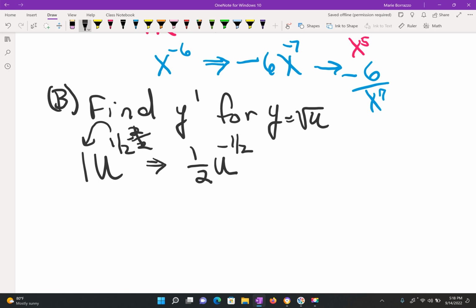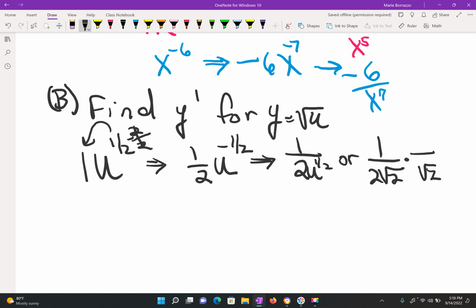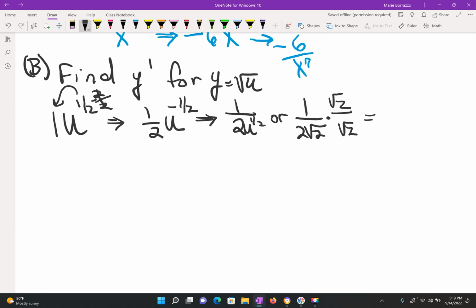Do we like a negative exponent? No. Not really. So we're going to write this as 1 over 2u to the 1/2, or 1 over 2 square root of u. We know we don't like square roots, so typically you will correct that by multiplying top and bottom by square root of over square root of, and your final answer here will actually result in square root of 2 over 4.